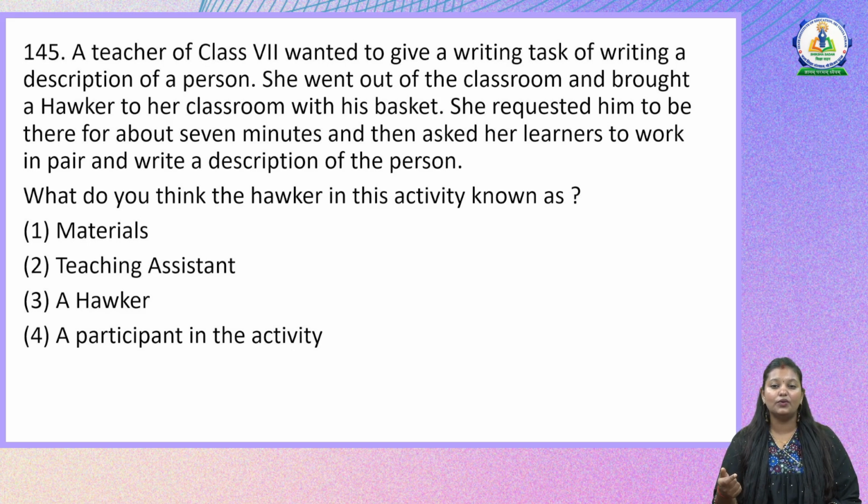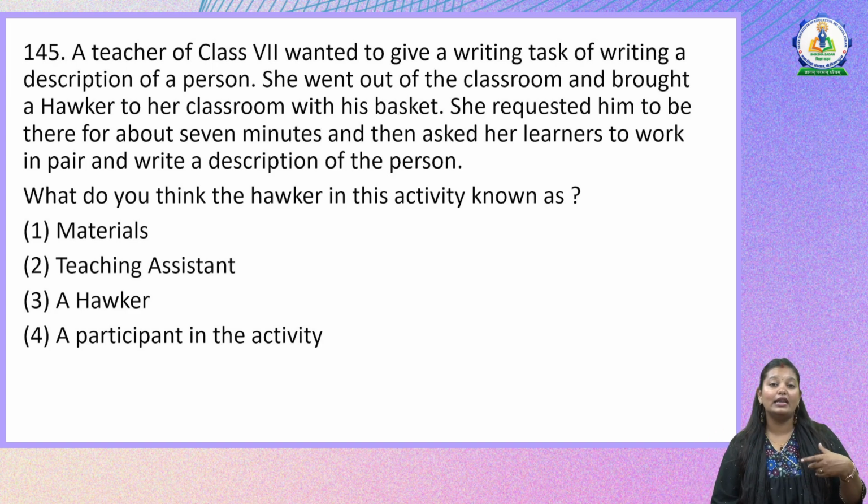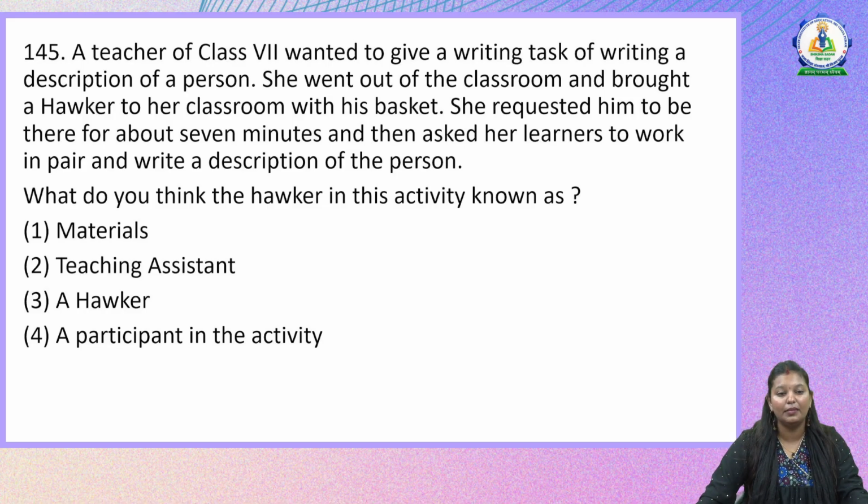The task that the teacher has given is that she wants the students to write a description of a person. So she goes out of the classroom and brings a hawker to her classroom with his basket. The learners are told, you be here and I'll be back. The teacher is not there and the hawker is in the classroom for 7 minutes, and then she asks her learners to work in pairs and write the description of this person. Let us see what kind of activity this is and what role the hawker plays here. The hawker in this activity is known as: materials, teaching assistant, a hawker, or else the fourth option, a participant in the activity.